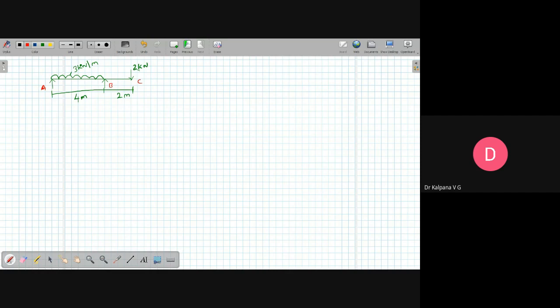If the problem is described without any diagram, you have an overhanging beam ABC, in which AB is a simply supported span of 4 meters and BC an overhanging portion of 2 meters, subjected to a point load of 2 kilonewton at the free end, and the simply supported span subjected to a UDL of 3 kilonewton per meter. This is the description. Now to find the support reactions, sigma V equal to 0, which is RA plus RB equal to 2 kilonewton plus 3 times 4, the total load, so totally 14 kilonewton.